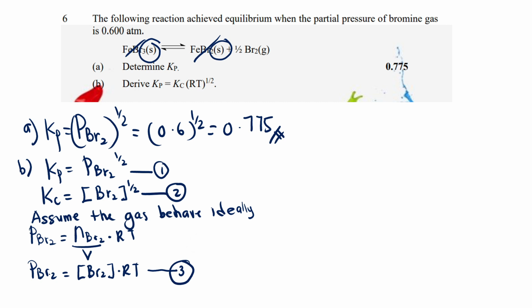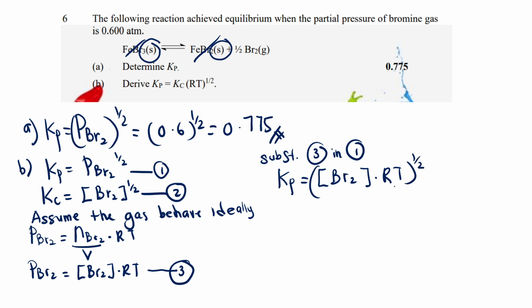Okay, so now kita ambil partial pressure of bromine di sini, which is equal to concentration of bromine RT. Kita masukkan dekat dalam equation 1. So substitute equation 3 into equation 1. So after we substitute 3 into 1, equation kita akan jadi Kp is equal to concentration Br2 RT power of half. And then kita darab keluar, dia akan jadi Kp is equal to concentration Br2 power of half RT power of half. Alright, where this is equation number 4.